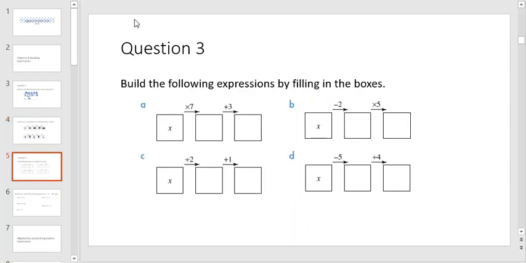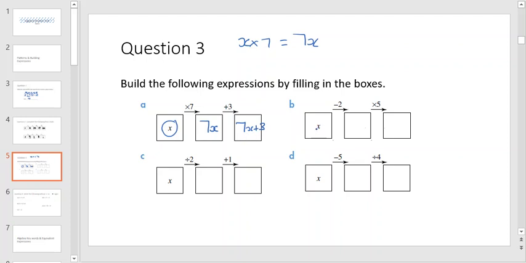Now with question 3, we use those same skills when building expressions. But instead of having just a number as our answer, we have our algebra. So question 3 says, build the following expressions by filling in the boxes. And of course, following the operations. So if I start with x, I've got x times 7. Now, if I have x times 7, we know in algebra, we write it as 7x. So please make sure you have written 7x in that box. Then I continue, 7x plus 3, well, I am left with 7x plus 3. Okay, and that is my final expression.